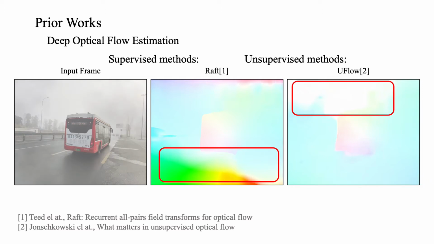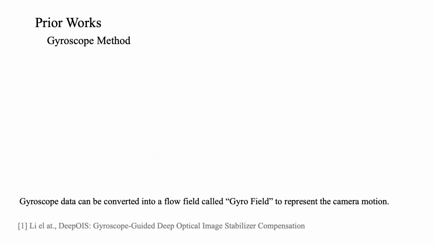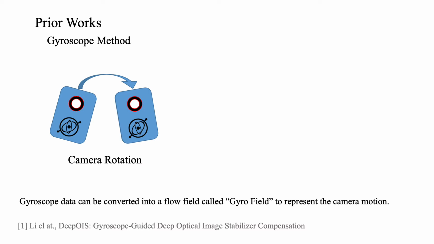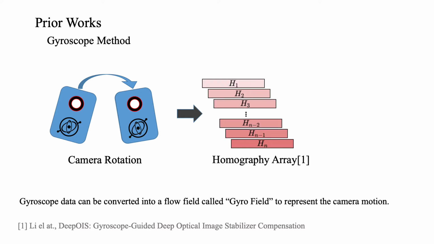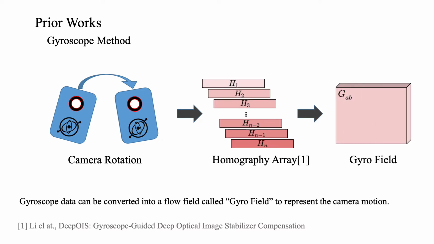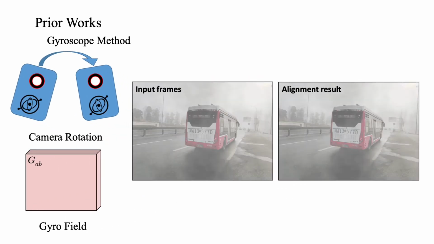In order to improve the performance of optical flow in challenging scenes, we introduce the gyroscope. Gyroscopes record the three-axis angular velocities reflecting the camera rotations. Based on the camera rotation, we can compute an array of homographies and subsequently generate an offset flow named the gyro field. With the help of the gyro field, two consecutive frames can be aligned.